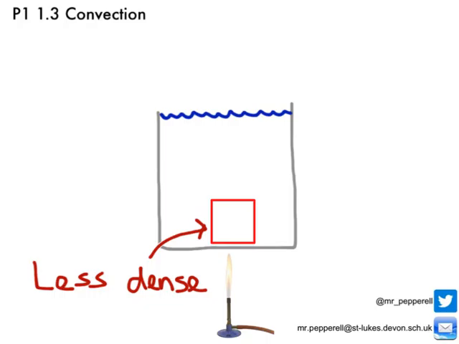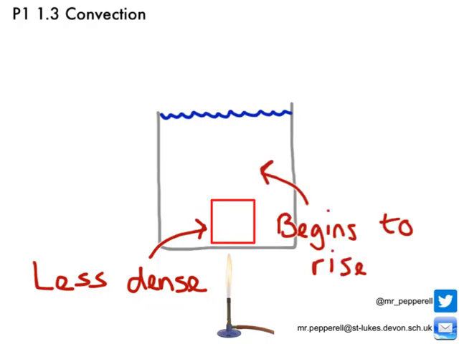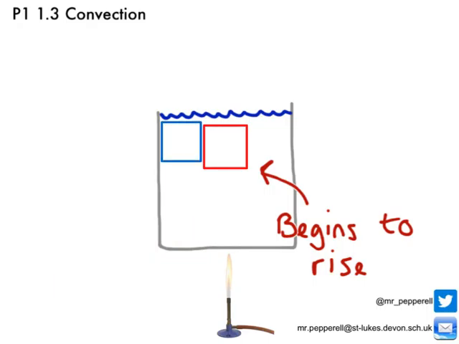So my less dense water begins to rise to the top of my beaker, and as it does so it starts to take the thermal energy with it. So the less dense water rises up, taking with it the thermal energy I've given it from the Bunsen burner. At the same time, cooler water at the top of the beaker is now heavier or more dense than the water that's rising up. So this cooler water now starts to sink down towards the bottom of the beaker.